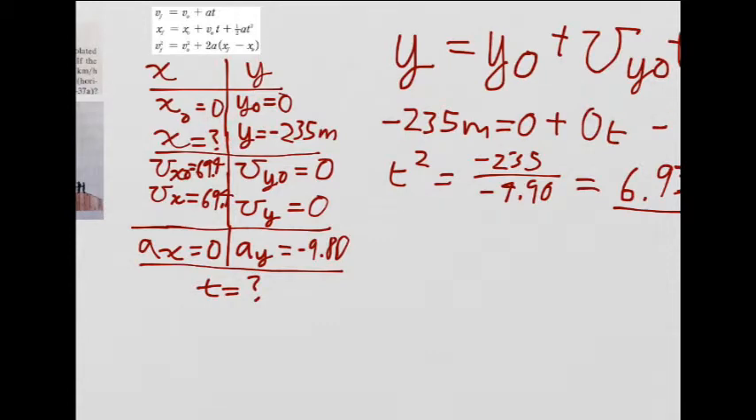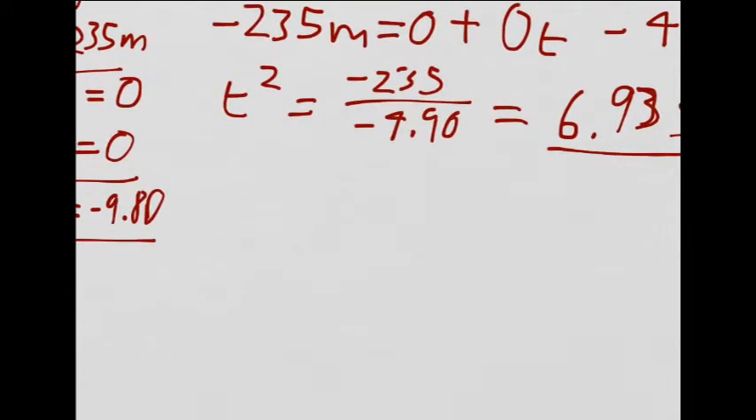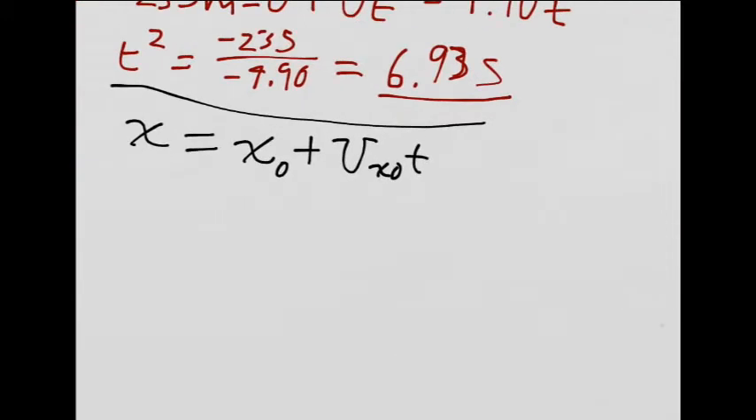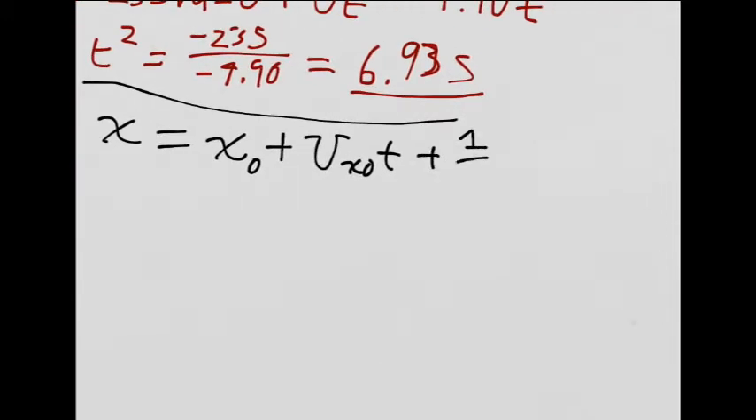We'll keep that information, because now that we know the time, there's only one variable left, which is this x. Now we're going to use the second equation again, but this time for x, in order to find final x. It's drawn in a different color so that we don't get confused. X is equal to x initial plus initial velocity in the x direction times time plus one half acceleration in the x direction times time squared.